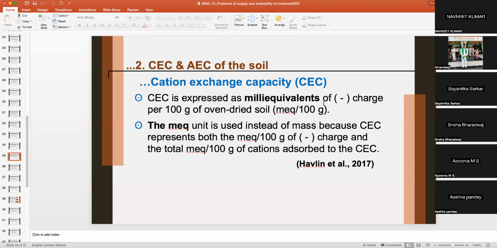CEC is expressed as milliequivalent of negative charge per 100 gram of oven dried soil. You can express it as milliequivalent per 100 gram, or we also have another unit, centimole per kg. The milliequivalent unit is used instead of mass because CEC represents both the milliequivalent per 100 gram of negative charge and the total milliequivalent per 100 gram of cations adsorbed to the CEC.